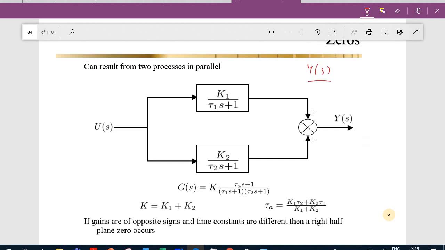We usually have a transfer function of y over x equal to k over tau s plus 1. So we don't usually have an s in the numerator. But how do we have this? We have it if we have two parallel systems. So this can result from two processes in parallel.